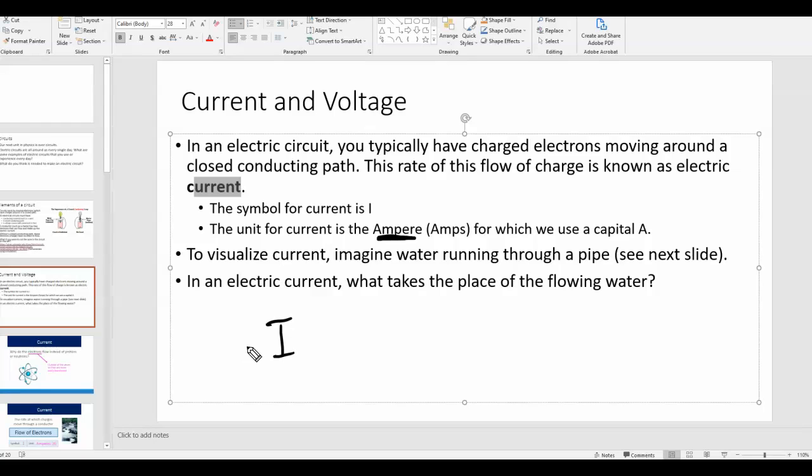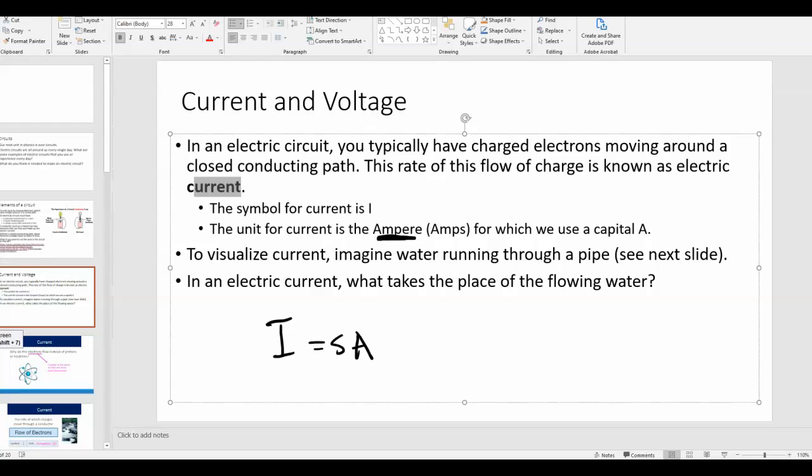Okay, and so if I had a current of, let's say, 5 amperes, I would write that I equals 5A. We put a capital A for ampere because it's named after a guy. Current has to do with how quickly charge is flowing per second in a circuit. How quickly are the electrons flowing per second?